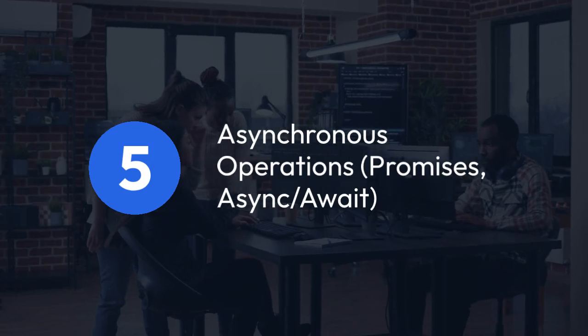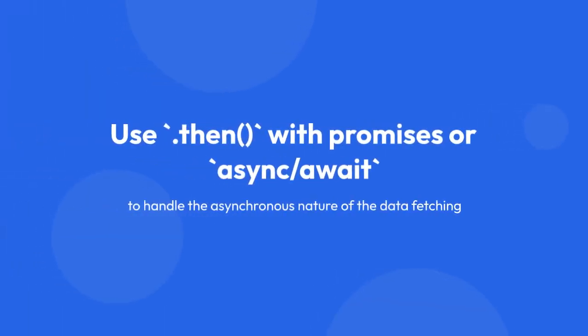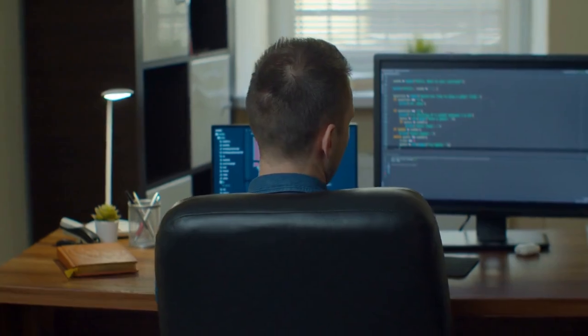5. Asynchronous operations. Promises, async, await. If your data is fetched asynchronously, e.g. using fetch or Axios, ensure that your .map operation occurs after the data has been successfully retrieved. Use then with promises or async/await to handle the asynchronous nature of the data fetching. Remember to handle potential errors during the fetching process. Carefully check your data source and ensure you're accessing the correct array or object.